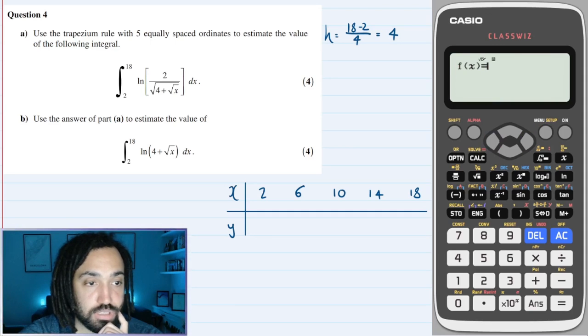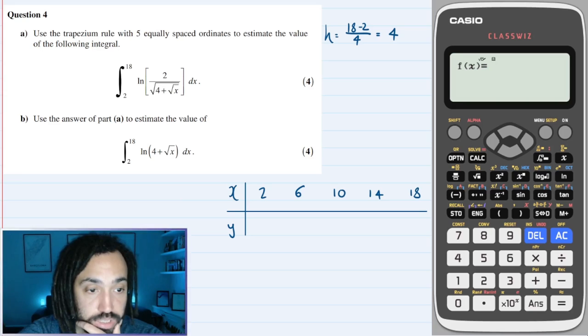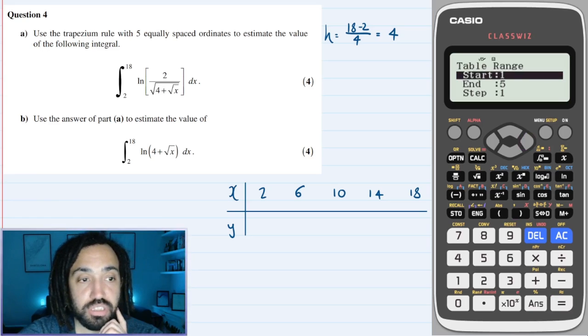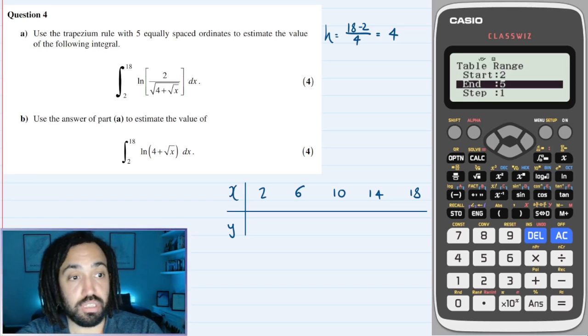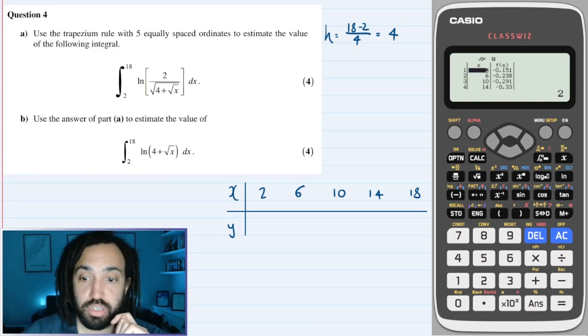So we can go to the table function, and we can type that function in, which is ln of 2 over the square root of 4 plus the square root of x. And then close all those brackets up. Press equals. We don't need the second function. We're going to start at 2, end at 18, and go up in steps of 4. Okay, great. So there's all our numbers.